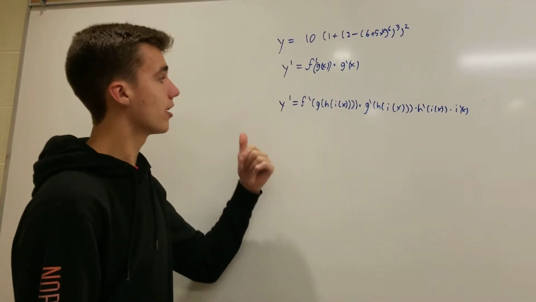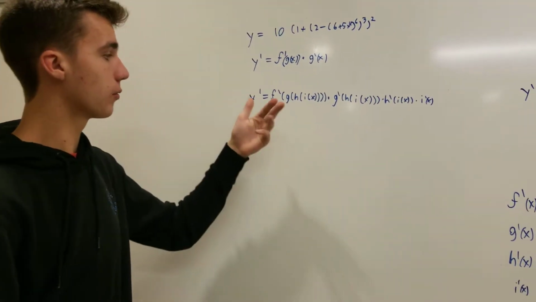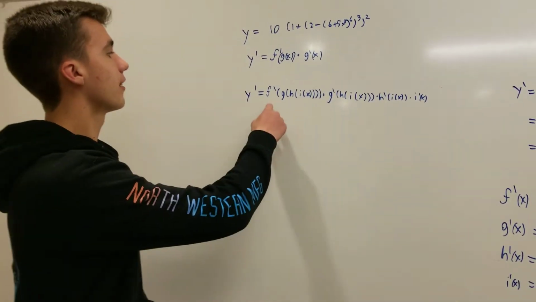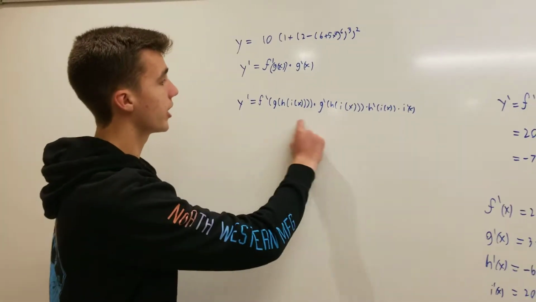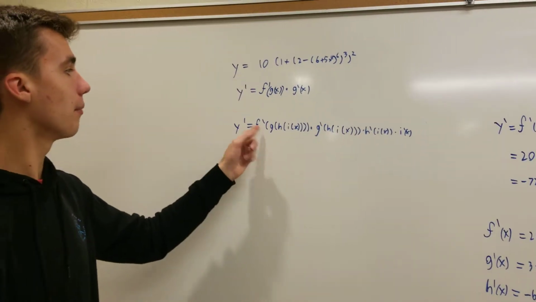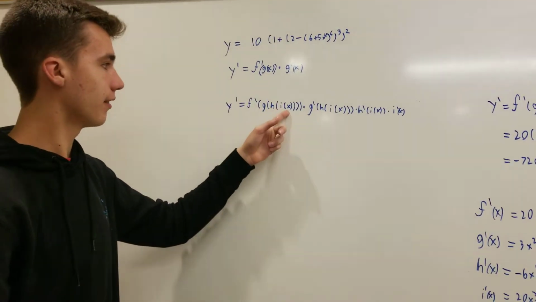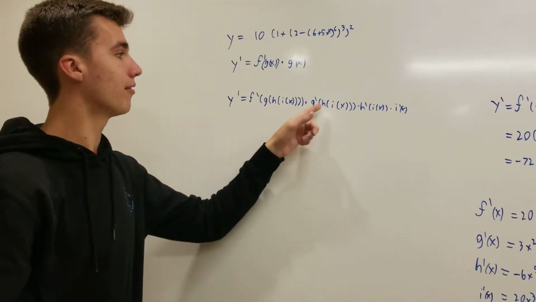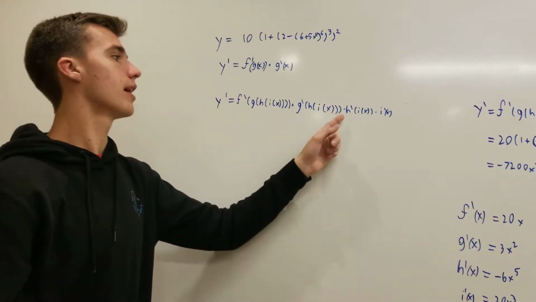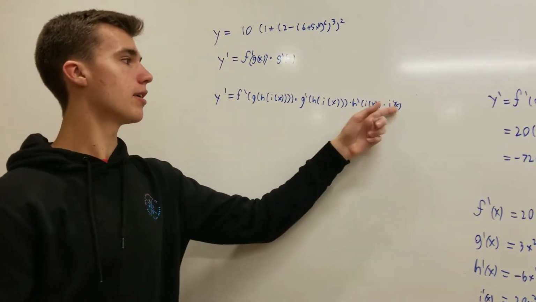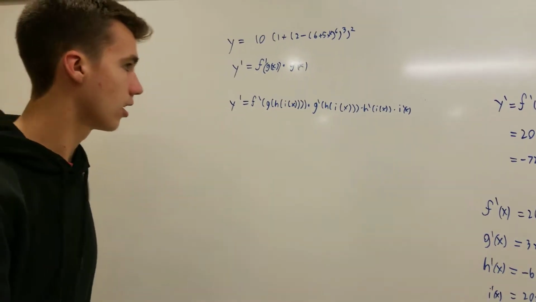However, this is actually a function within a function within a function within a function. So we have to make the chain rule longer, as it's f prime of g of h of i of x times g prime of h of i of x times h prime of i of x times i prime of x.